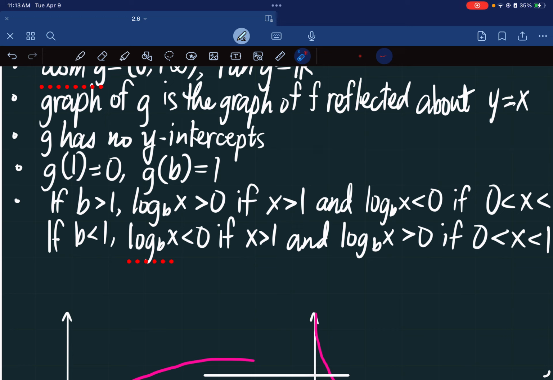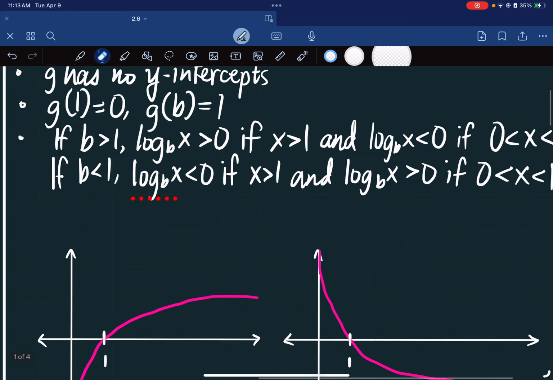Next, we have g of 1 equals 0. So log of 1 base b is 0. And we have g of b equals 1. So that means log of b base b equals 1.